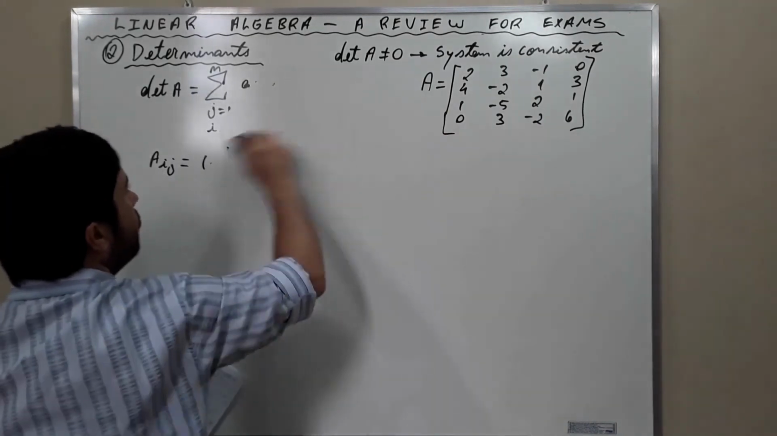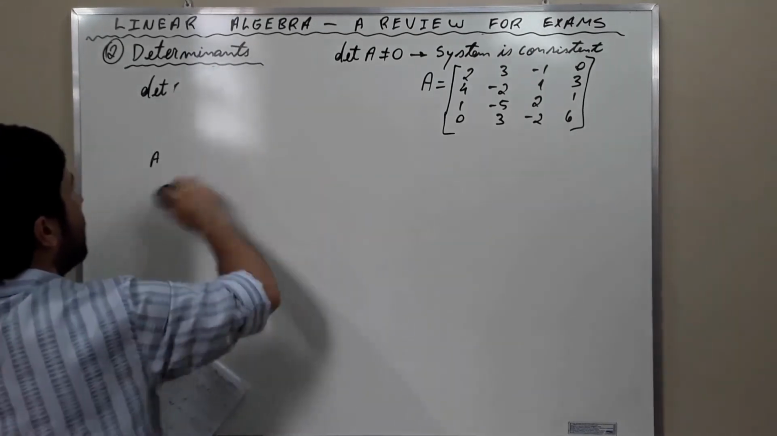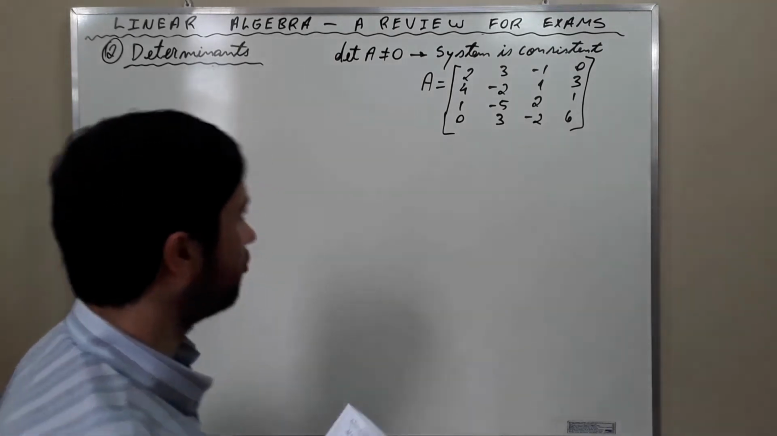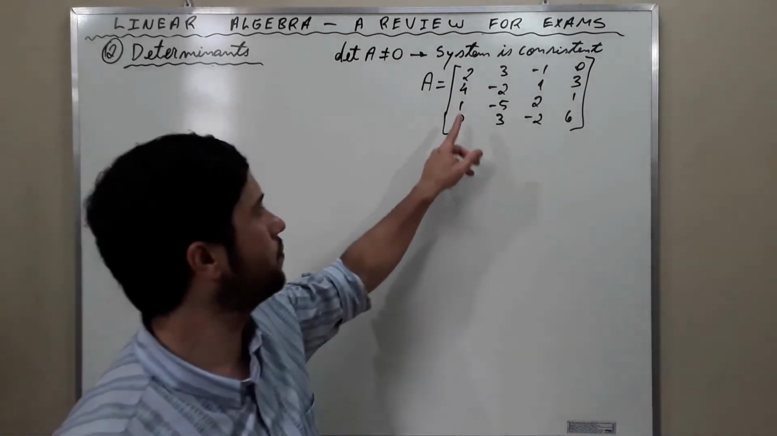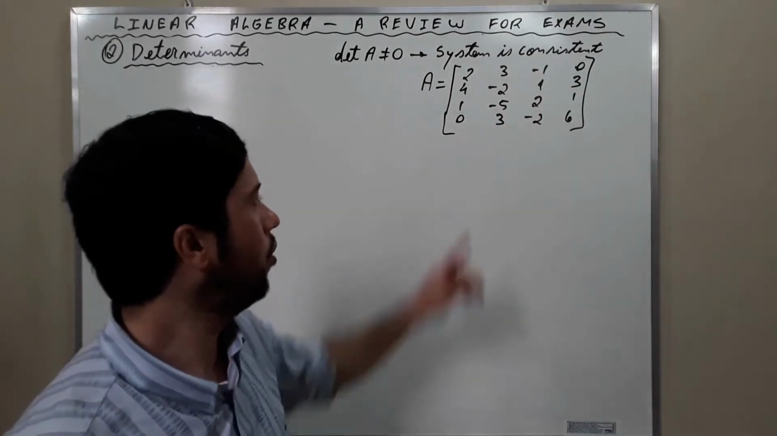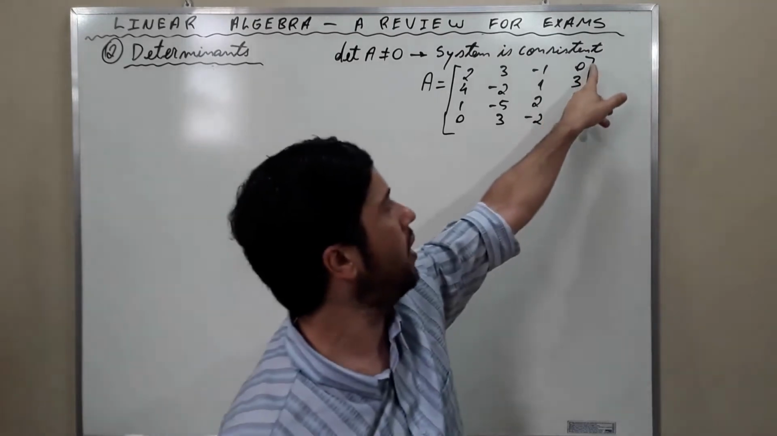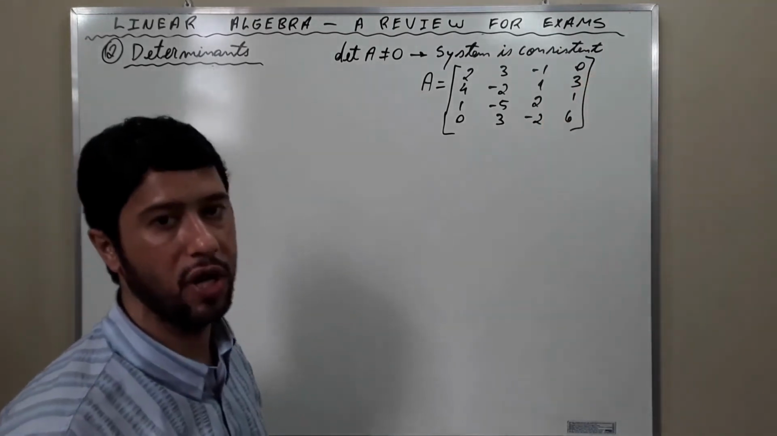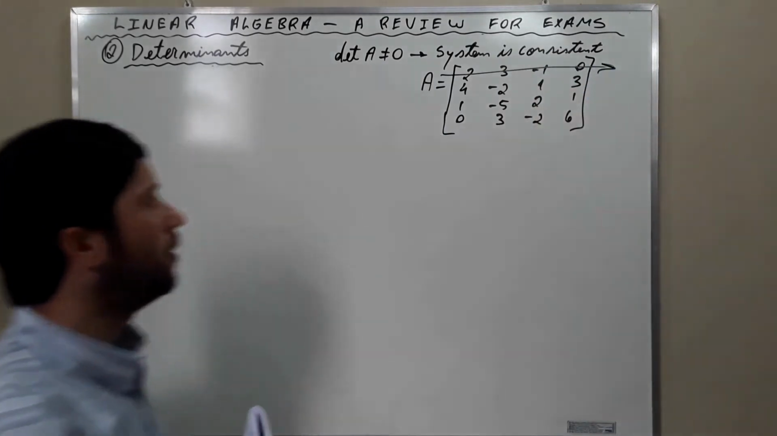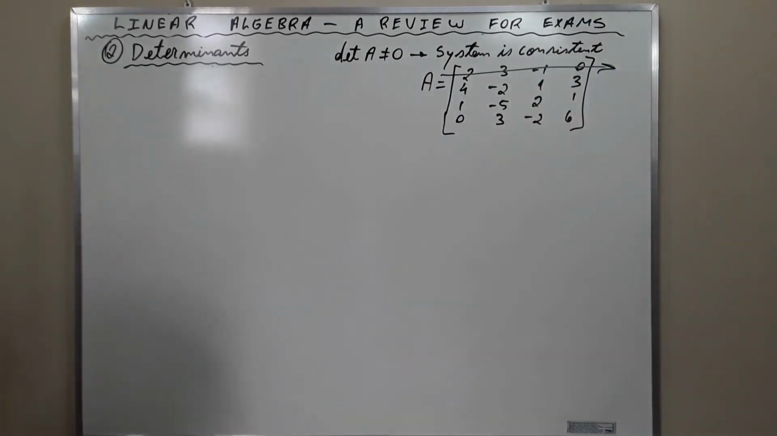I will advise you here, and not just me, but every teacher would advise you to choose a row or a column with most zeros. We have a 0 here and we have a 0 here. So let's choose the first row. This is going to be our guide. We are going to use the first row as our guide.